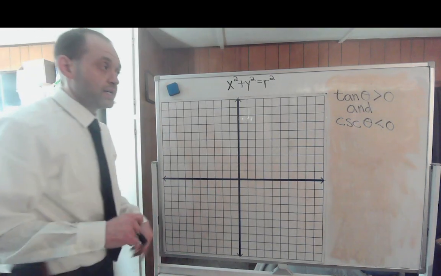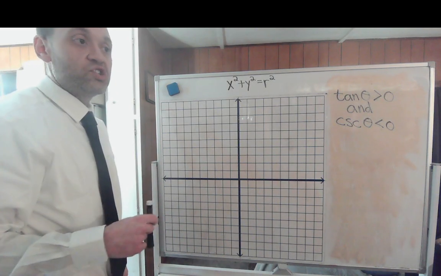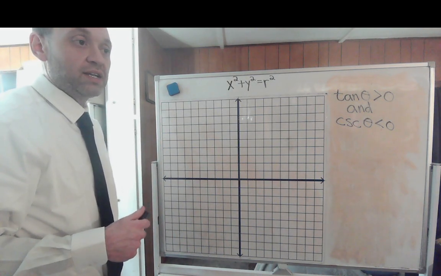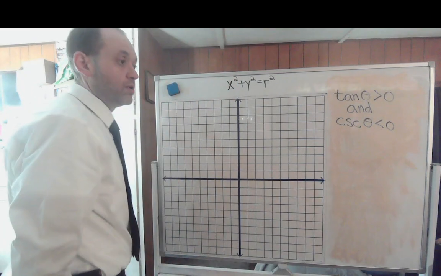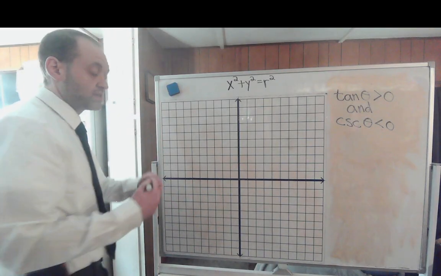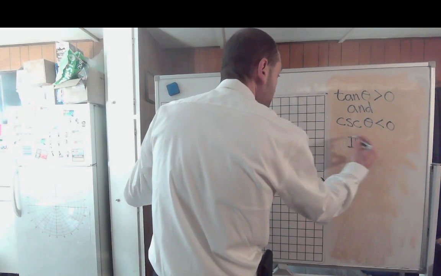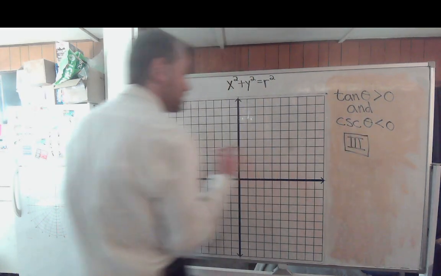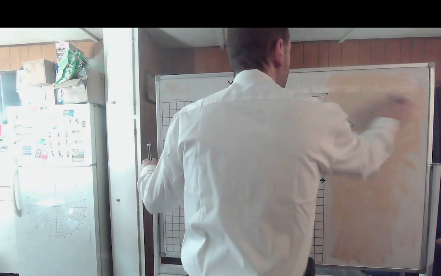The other part is the cosecant of theta is less than 0. Well, cosecant's just the reciprocal of sine, isn't it? So you could basically say your sine of theta is less than 0, and that's true in the third quadrant. So this is referring to an angle in the third quadrant. All right, so that wasn't so bad.